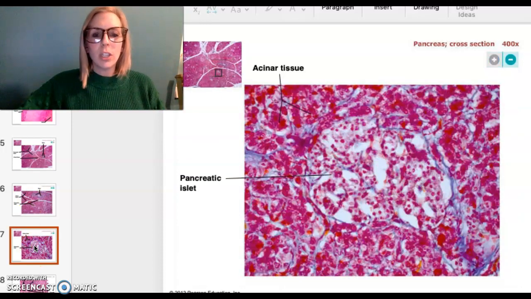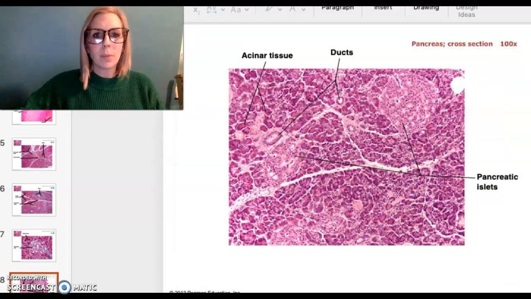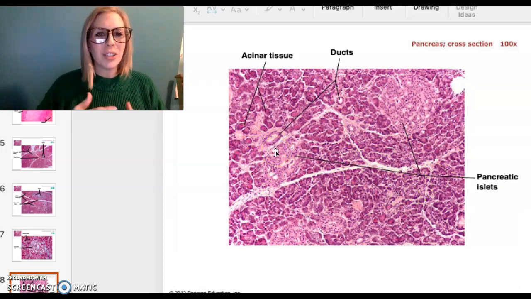So if we look up close again here, we can see these pancreatic islets and this acinar tissue surrounding. And if we zoom back out a little bit again, back to where we were, sometimes they look a little bit different. So these pancreatic islets and these ducts will be sitting right in between all of that acinar tissue, all of that exocrine material.